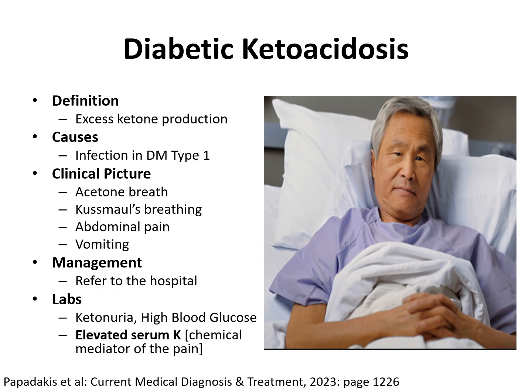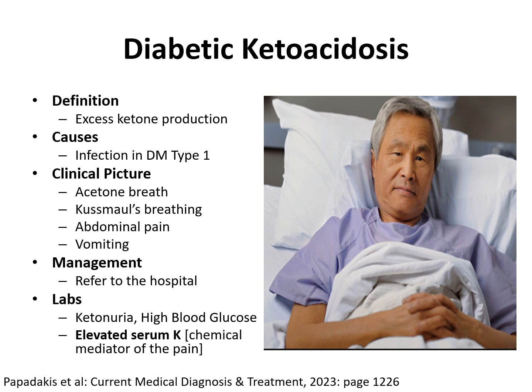Another cause of abdominal pain with vomiting is diabetic ketoacidosis. This is defined as excess ketone productions that is usually seen in type 1 diabetes mellitus. Often the trigger is an infection. It could be a bladder infection, it could be a pneumonia, it could be infection anywhere else, and it throws the insulin balance out of whack.